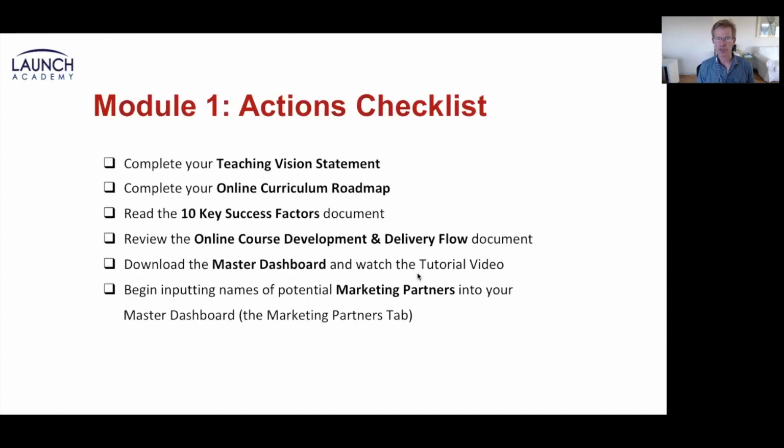All right, so we're going to complete Module 1's training video with a review of the actions checklist, things that you will want to start on and complete for Module 1. That is to complete your teaching vision statement, complete your online curriculum roadmap, read the 10 key success factors document, because I say a little more in there about each of those success factors, and review the online course development and delivery flow document. That's just to show you a one-page roadmap of where we're heading with the creation and development of your course. And then download the master dashboard and watch the tutorial video.